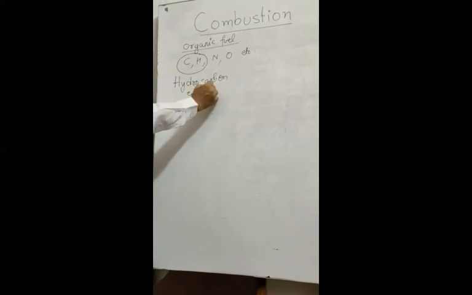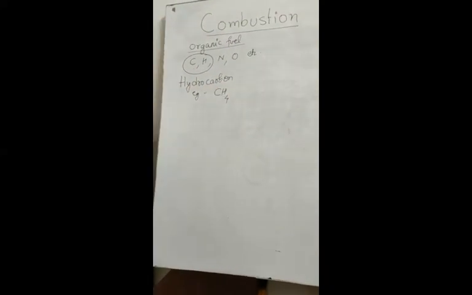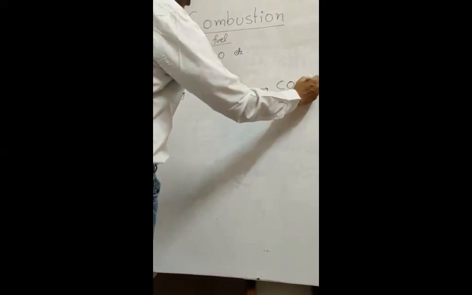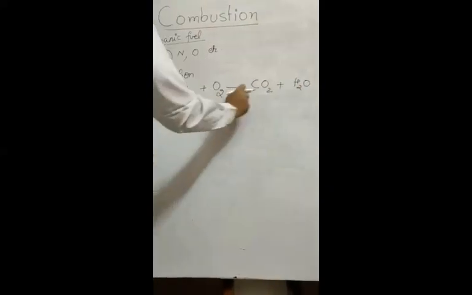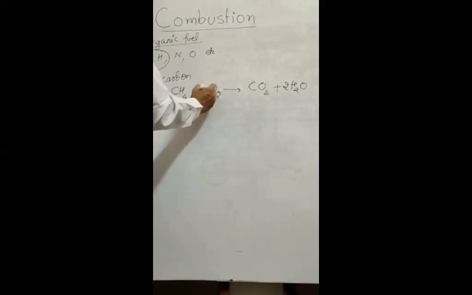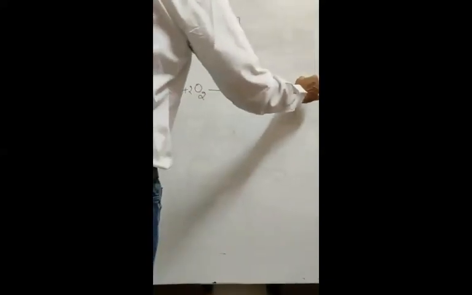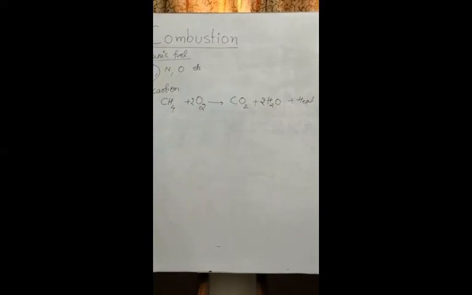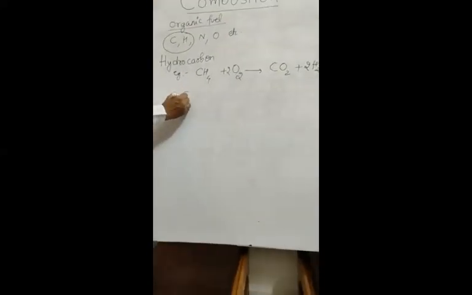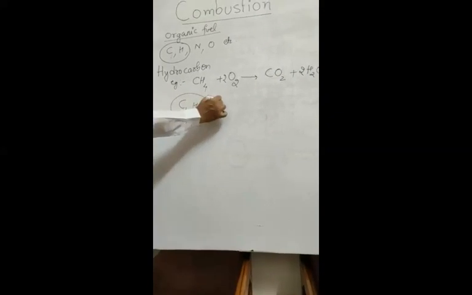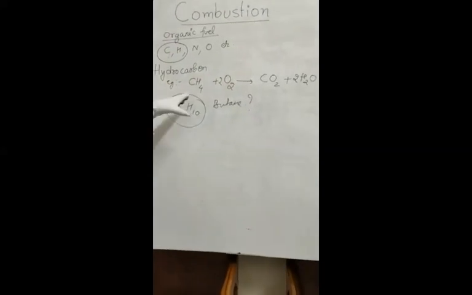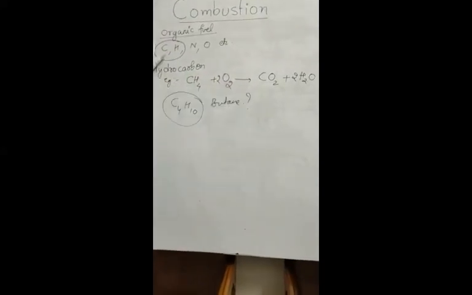Example, the simplest hydrocarbon, methane. Methane combines with oxygen and results in the formation of carbon dioxide and water. If you try to balance the equation, it comes out like this, plus heat is given out. So this is the process of combustion of methane. Now say if you have a molecule like C4H10, butane, then how to balance the equation? We will learn how to balance the equation of a hydrocarbon when it combines with oxygen.